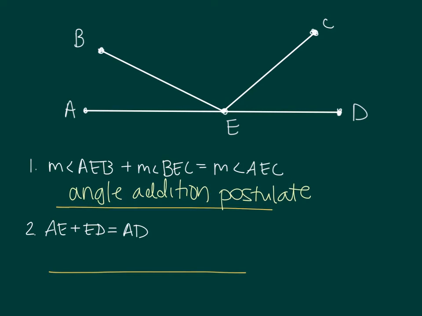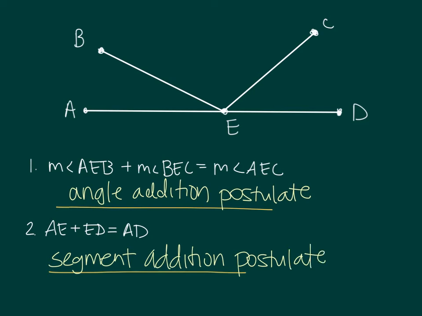If we look at the second one, AE plus ED equals AD. Well, that's the same idea. We take one part of the segment, another part of the segment, and that equals the whole segment. So that's the segment addition postulate. We talked about these in the last unit.